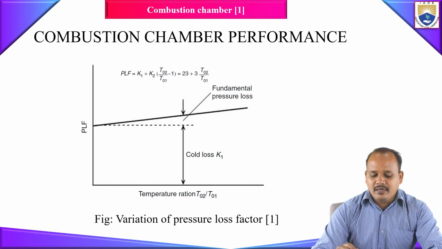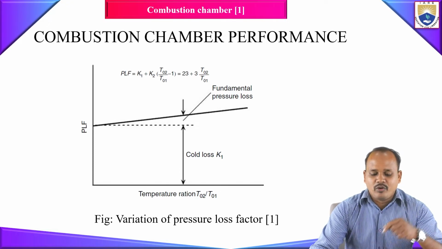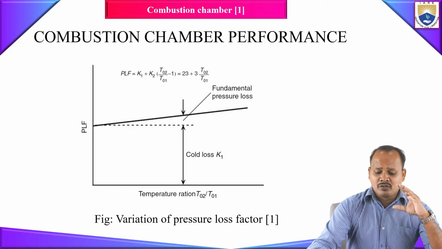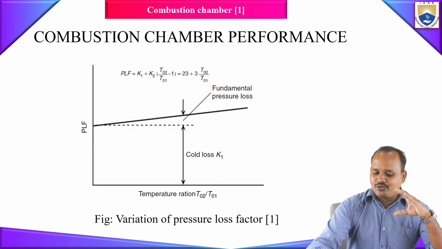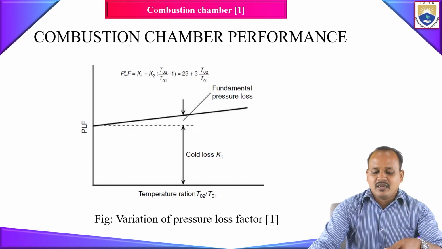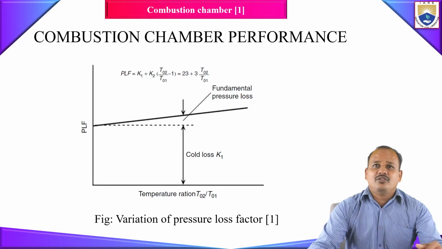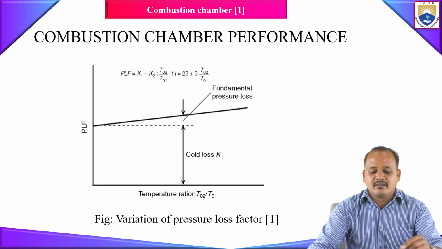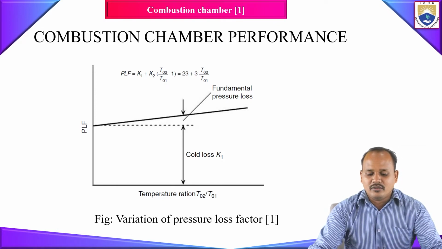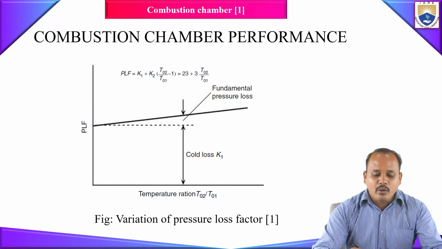So whenever you are designing, for example, you have a fuel injector inside, you have the liners. You should try to reduce the cold flow loss by designing your combustion chamber properly. Hot flow loss you can't do much about, because you have to increase your temperature, and its magnitude is very small compared to your cold flow loss. So the main thing you should focus on is how we can reduce the cold flow loss.